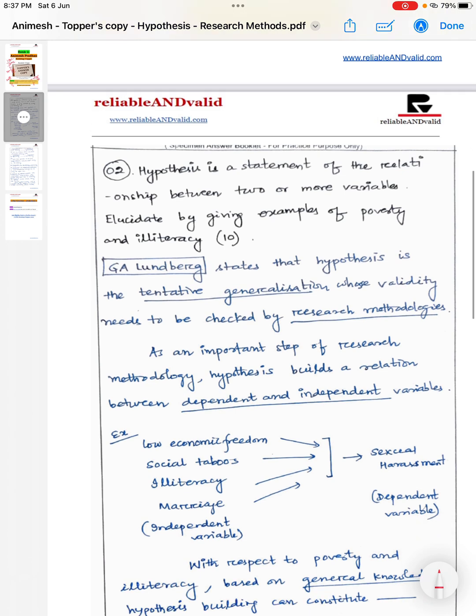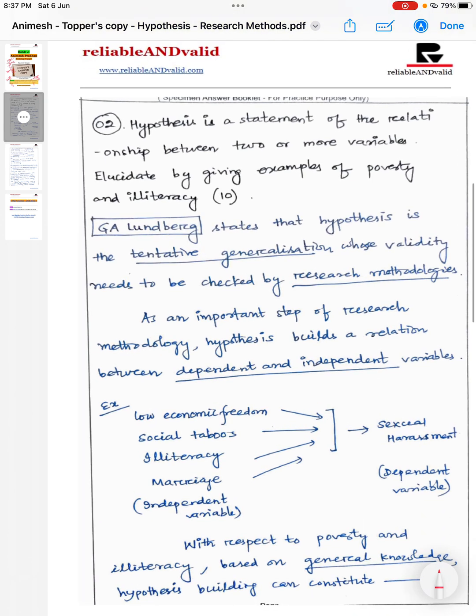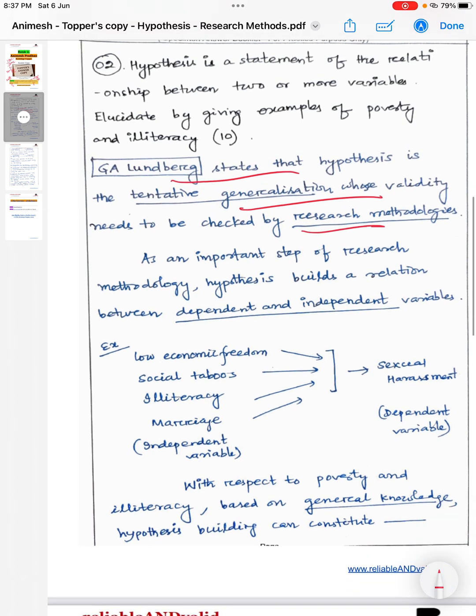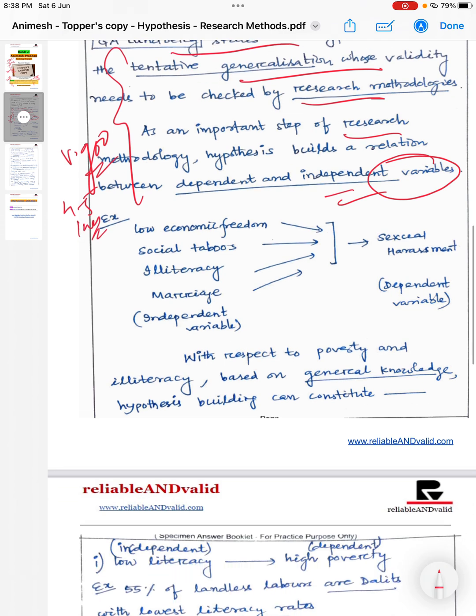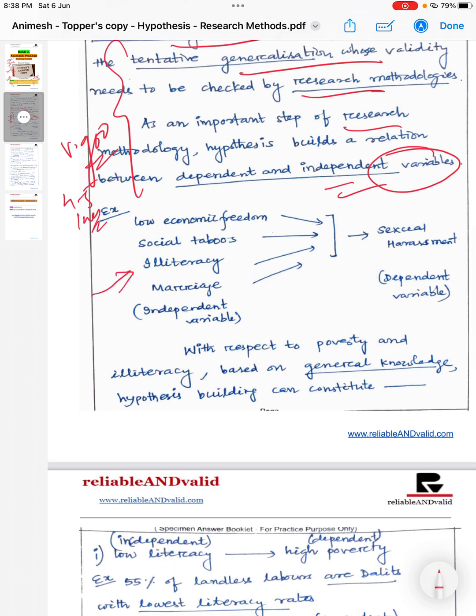Now, let's read the answer. The name of the thinker and the definition of hypothesis is given, and then how hypothesis links two variables is also given. So this is a very good approach. Since it is a 10 marker, it can be shrunk to 4 to 5 lines. That would be better. Now a diagrammatic representation of the variable interlinkage done by hypothesis is shown here.